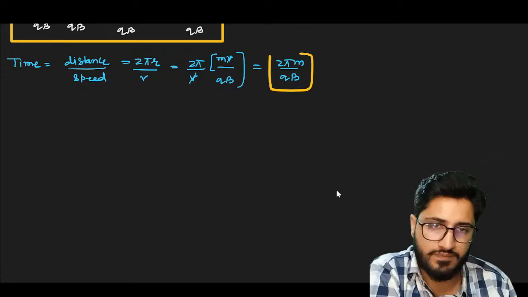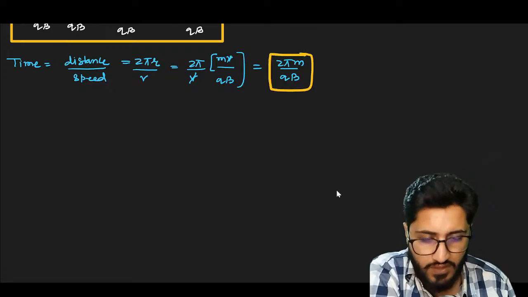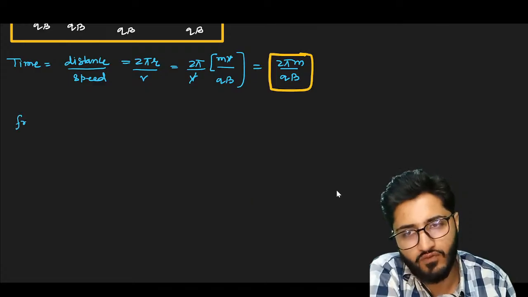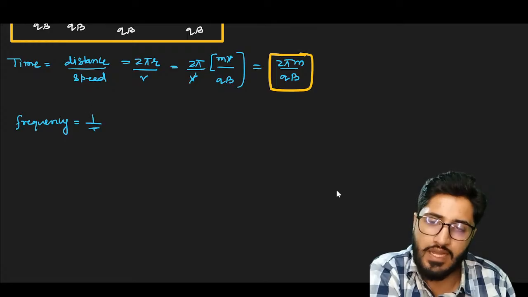Now if we find the frequency, I guess frequency is nothing but 1 by time. I can write it is qB by 2 pi m.